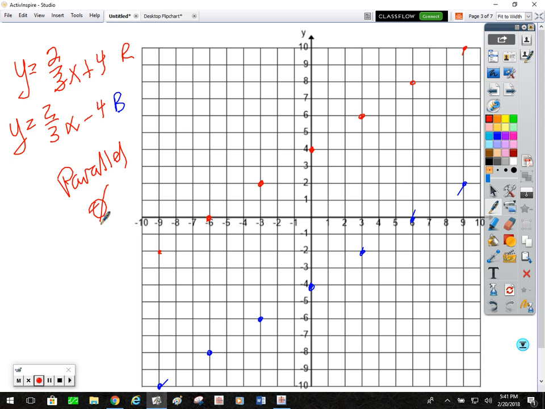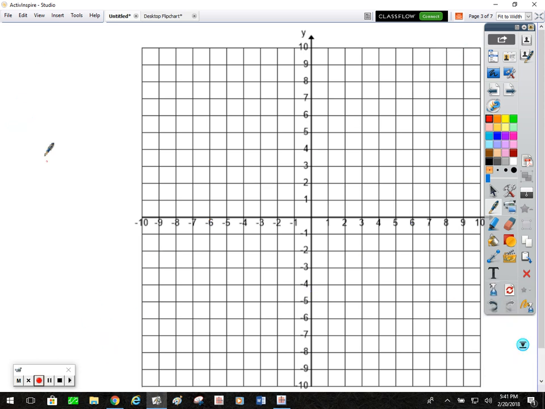with no solution. All right, let's look at an infinite solution real quick, and then we're going to stop. All right, so something like this. Let's say y equals 3/5 x minus 2.